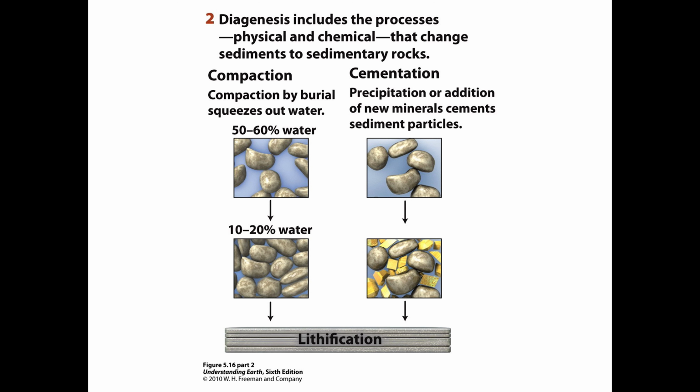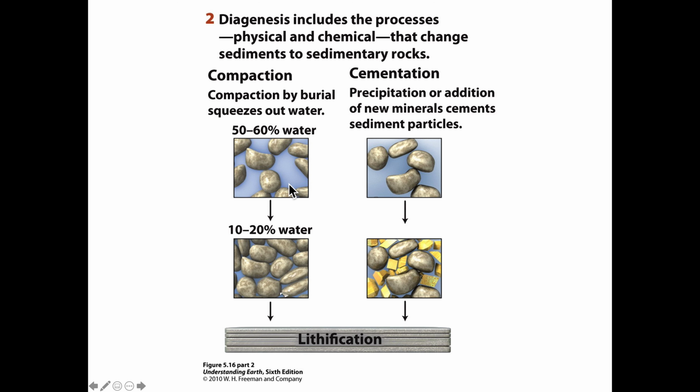Diagenesis includes the processes, including physical and chemical, that change sediments to sedimentary rocks. So here we have an example of compaction. So we're forcing these grains closer together and we're squeezing out the water. There's less space here between the grains now. And this makes it easier to cement the grains together because this would require a lot of cement here as opposed to if we had a compaction like this, much less pore space that needs to be filled in this case with rhombs of calcite.